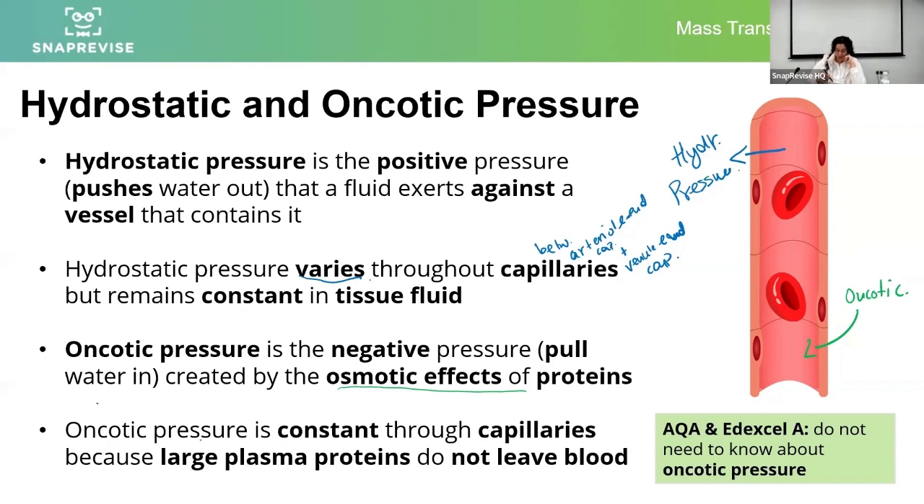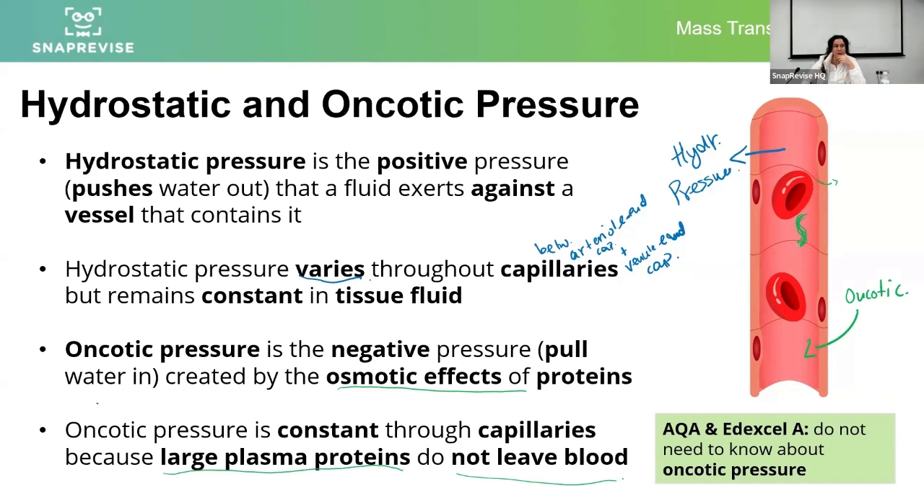Oncotic pressure is constant through capillaries, but it's not constant in the tissue fluid, because it's caused by large plasma proteins that cannot leave the blood. So we said that the endothelial cells that make the lining of the capillaries are leaky, meaning that plasma can leak out of them, whereas cells don't. So what will stay behind in the capillary? Blood cells, white blood cells, red blood cells, and large proteins. So here's a large protein.